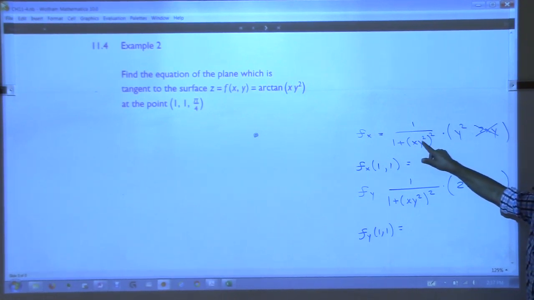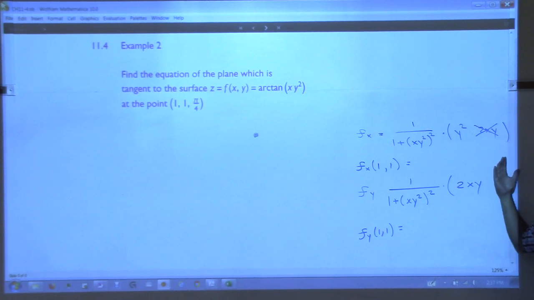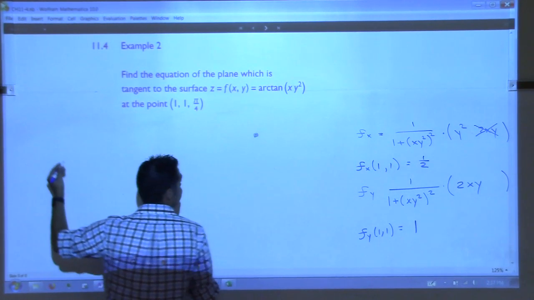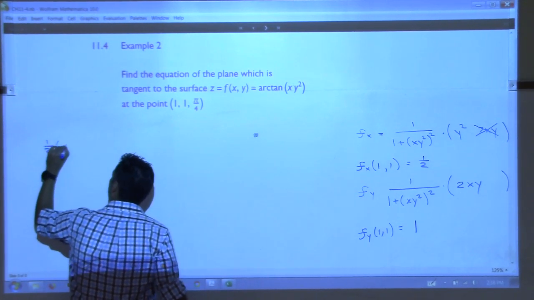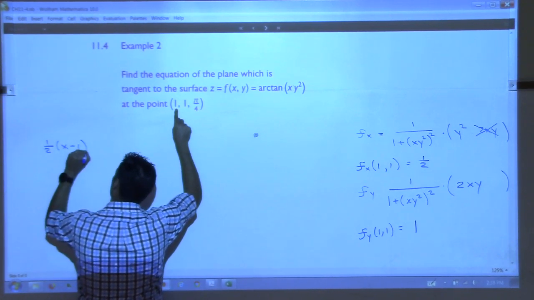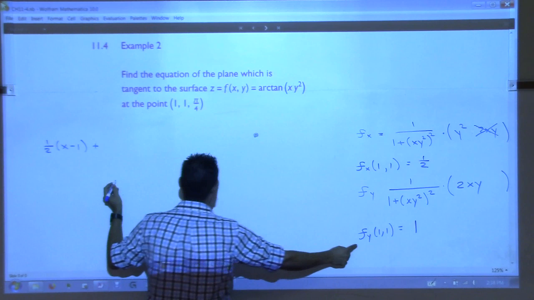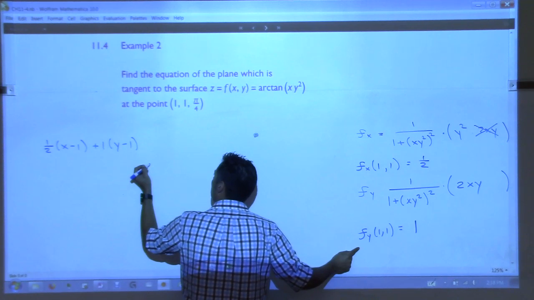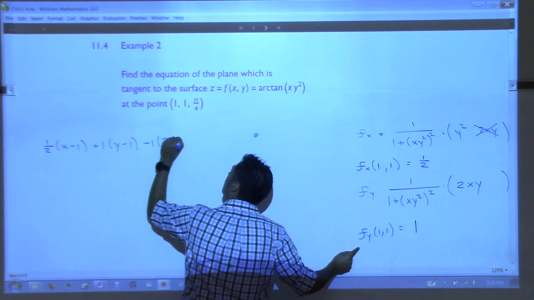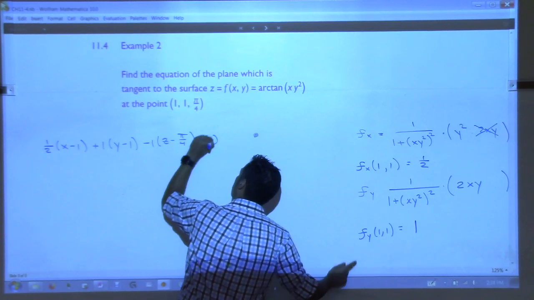1 squared, and 1 over 1 plus 1 is just a half, right? Okay, that's a half. And then here, we get 2 on top and a 2 on the bottom, so this should be 1. So the equation of our plane should be the partial with respect to x evaluated at 1, 1, so 1/2, times x minus x naught, plus this one, 1, times y minus y naught, and then what is this one always? Negative 1 times z minus pi over 4 equals 0. There we go.